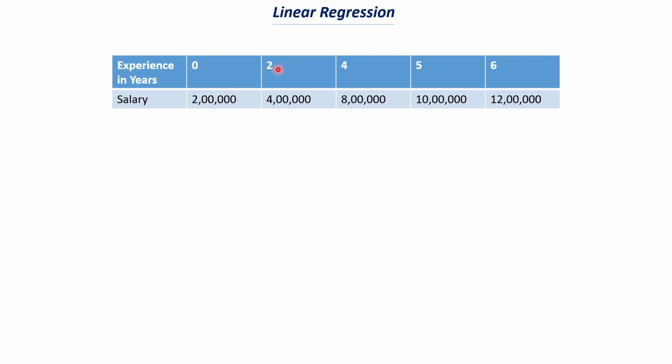There is another software engineer with about 2 years of experience who makes an annual income of about 4 lakhs or 400,000. A person with 4 years of experience makes a salary of about 800,000 or 8 lakhs. A person with 5 years of experience makes a salary of about 10 lakhs. And a person with 6 years of experience makes a salary of about 12 lakhs. So this is the data set that we have, a very small data set.